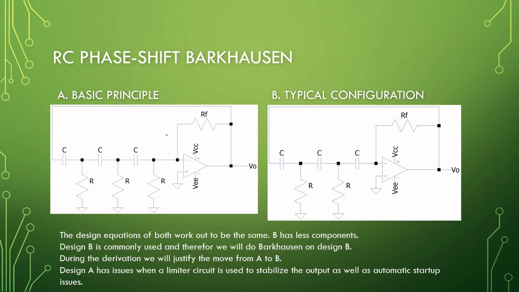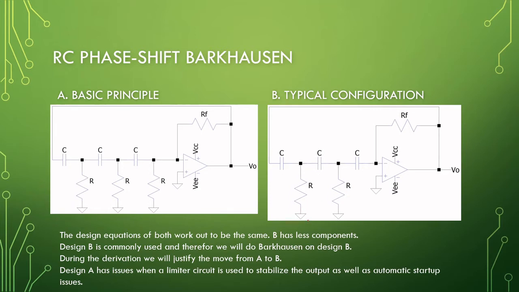Right, so the basic principle is 3 sections like this with an inverting amplifier, and it's being fed back into the amplifier. So this provides a phase shift of 180 degrees, and this provides a phase shift of 180 degrees, bringing us to a 0-degree shift as required by Barkhausen. Okay, the typical configuration will leave out this one resistor right here. So I will show you in the next slide why it's not necessary to include this resistor.